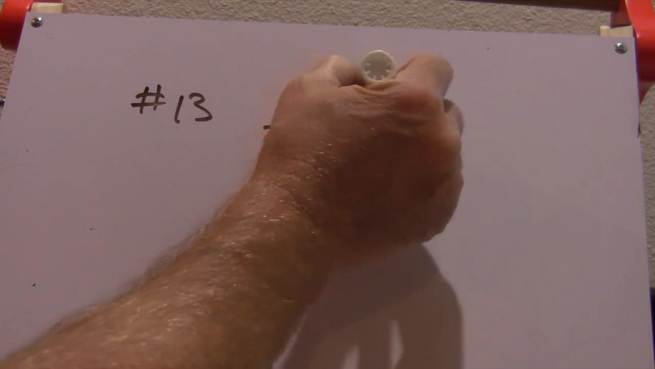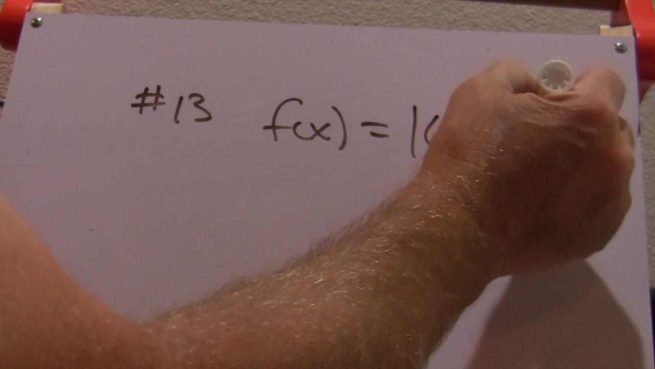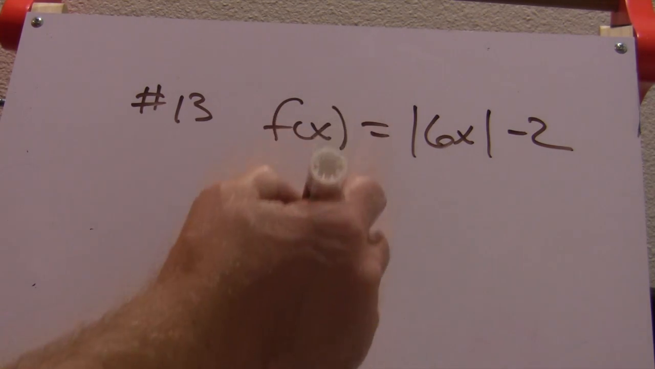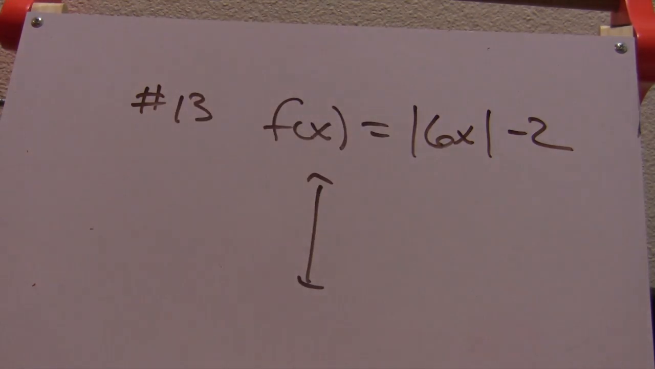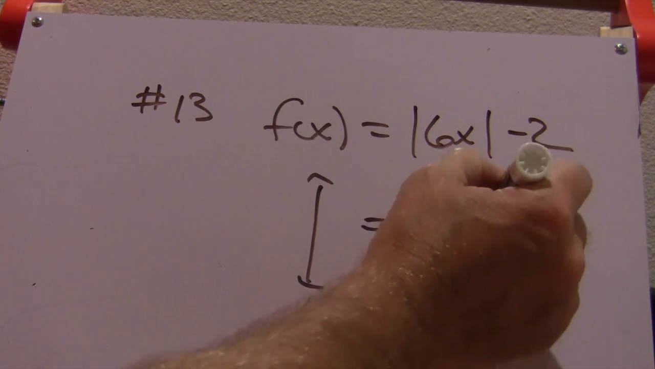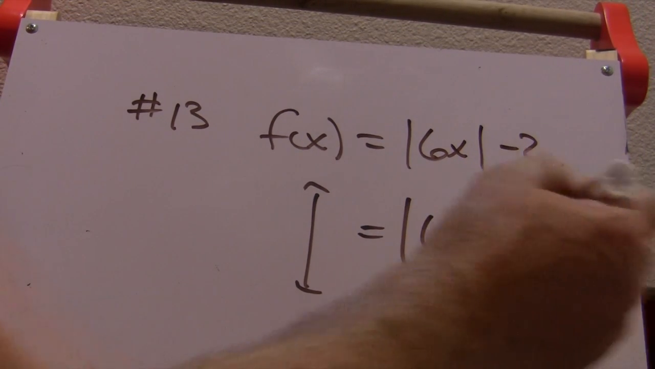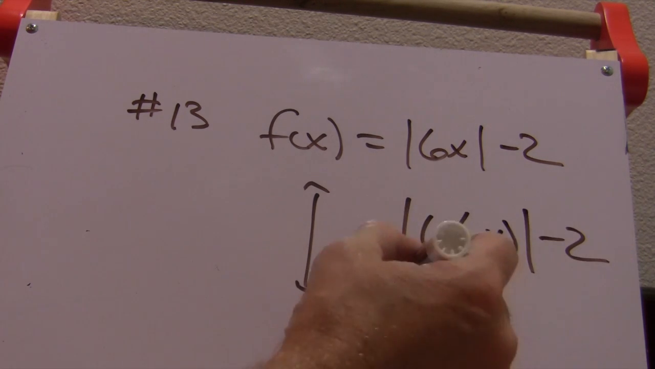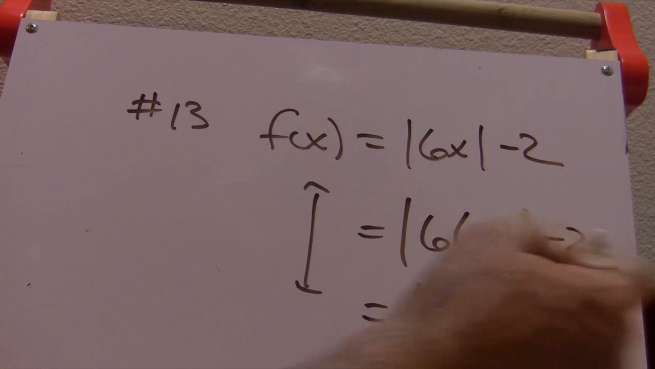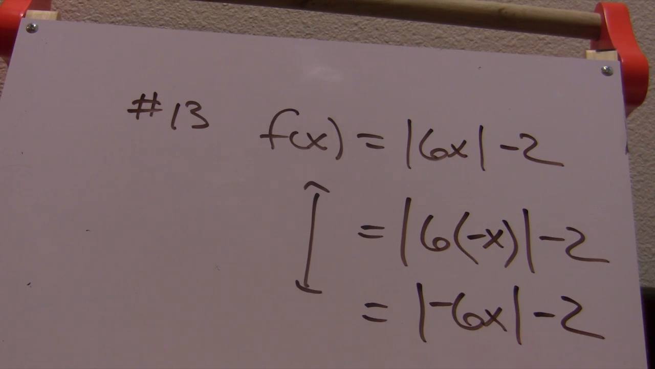Number 13, it says write a function g whose graph represents a reflection in the y-axis of the graph of f of x. So our starting point is f of x equals the absolute value of 6x minus 2, and they want us to reflect it in the y-axis. So remember, the y-axis runs vertically, so if I reflect in that, then it's going left to right, so that would be horizontal. So remember, horizontal, when we come to the x, we put parentheses, negative x, minus 2. And so now when we simplify that, 6 times negative x is negative 6x, and then minus 2. So that's number 13.